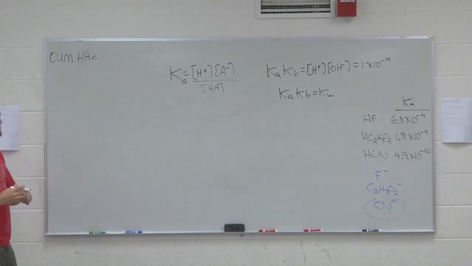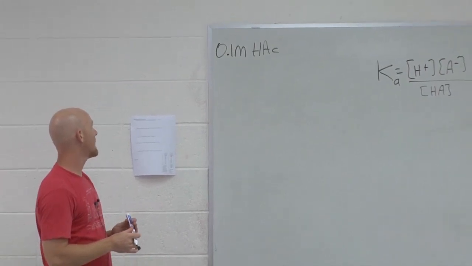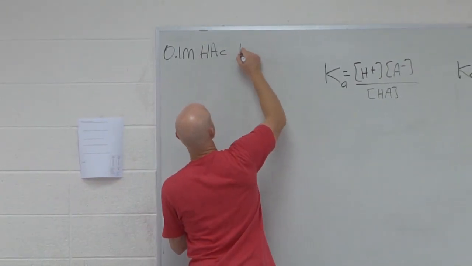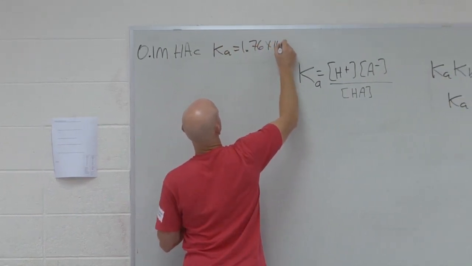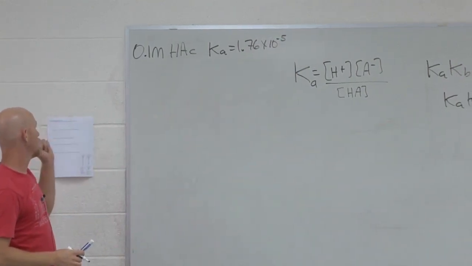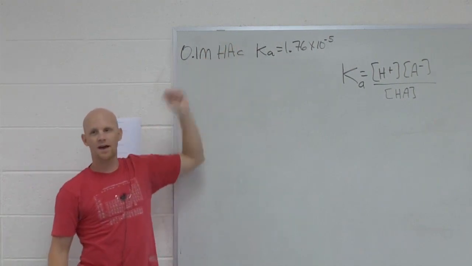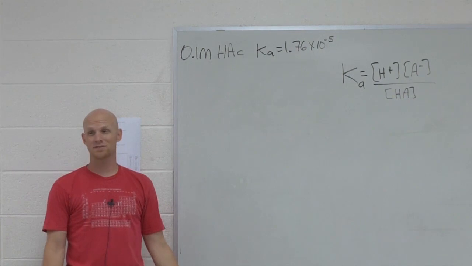All right. First problem on the backside. You are told that the Ka of acetic acid is 1.76 times 10 to the minus 5. And the question is, what's the pH of a 0.1 molar solution of acetic acid? I'm just going to abbreviate it as HAc, and truth be told, for the calculation, I'll probably just call it HA.